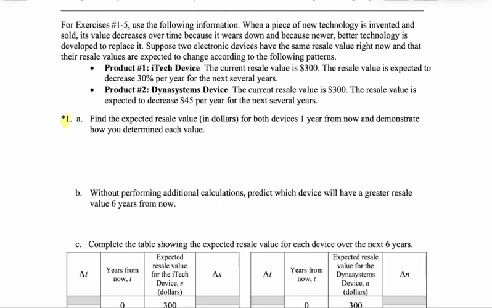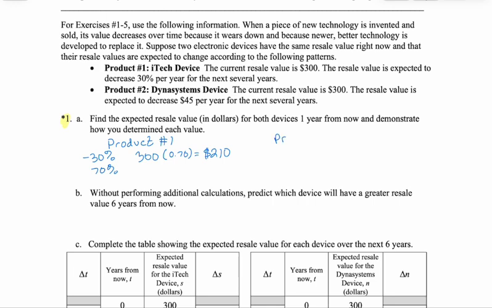Okay, so let's look at product number 1. Let's think about what it said. It's expected to decrease by 30% per year. So it's going to go down by 30%. So if we multiply by 70%, remember that 100 minus 30, we explored a little bit in 4.1. If we multiply 300 times 70%, so let's change it to its decimal equivalent, we get that its value will now be $210. So hopefully that makes sense based upon the stuff we were talking about before.